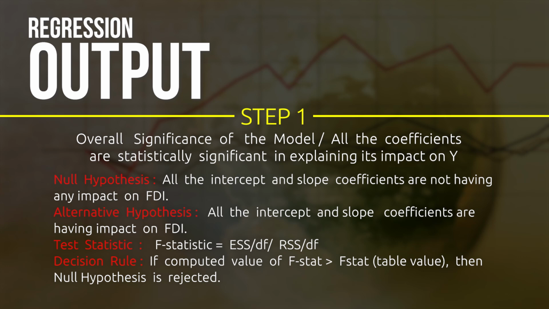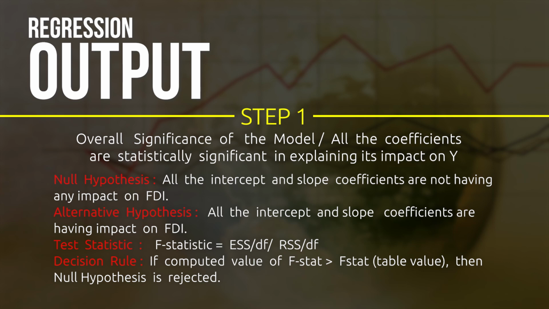The null hypothesis is that the intercept and the slope coefficients, in this case the intercept is alpha and the slope coefficient is the coefficient of ln GDP, do not have any impact on the FDI. But when we go for the alternative hypothesis, we say that it is having an impact.